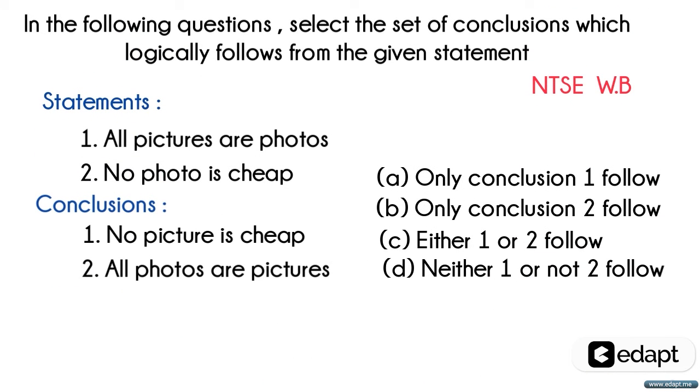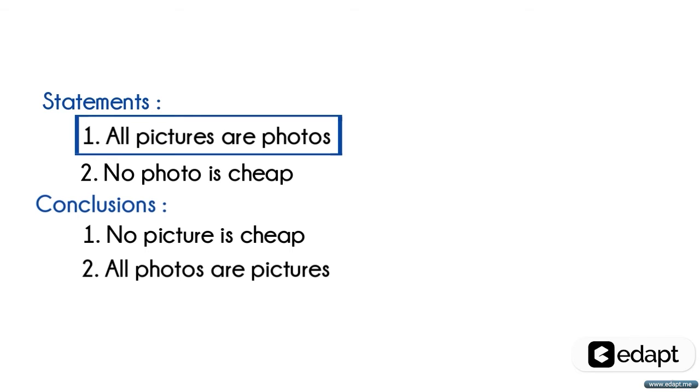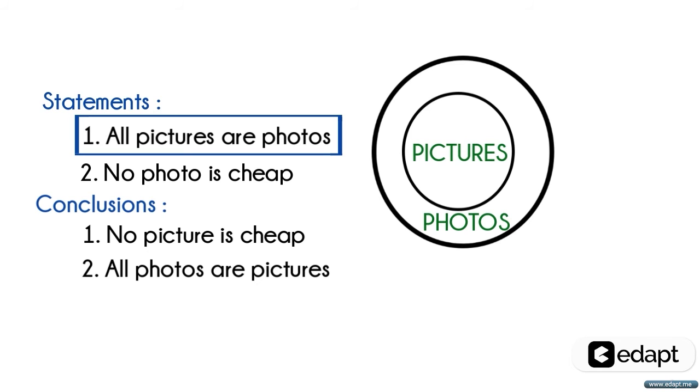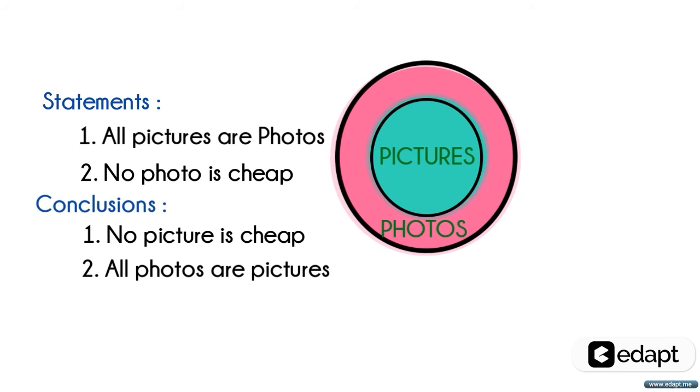The statements are: all pictures are photos and no photo is cheap. Let's take the first statement, that is, all pictures are photos. Take a separate circle for pictures and photos. So all pictures are photos means that the complete portion of pictures is inside the photos like this. Here the complete portion of pictures is inside photos, which means that all pictures are photos.